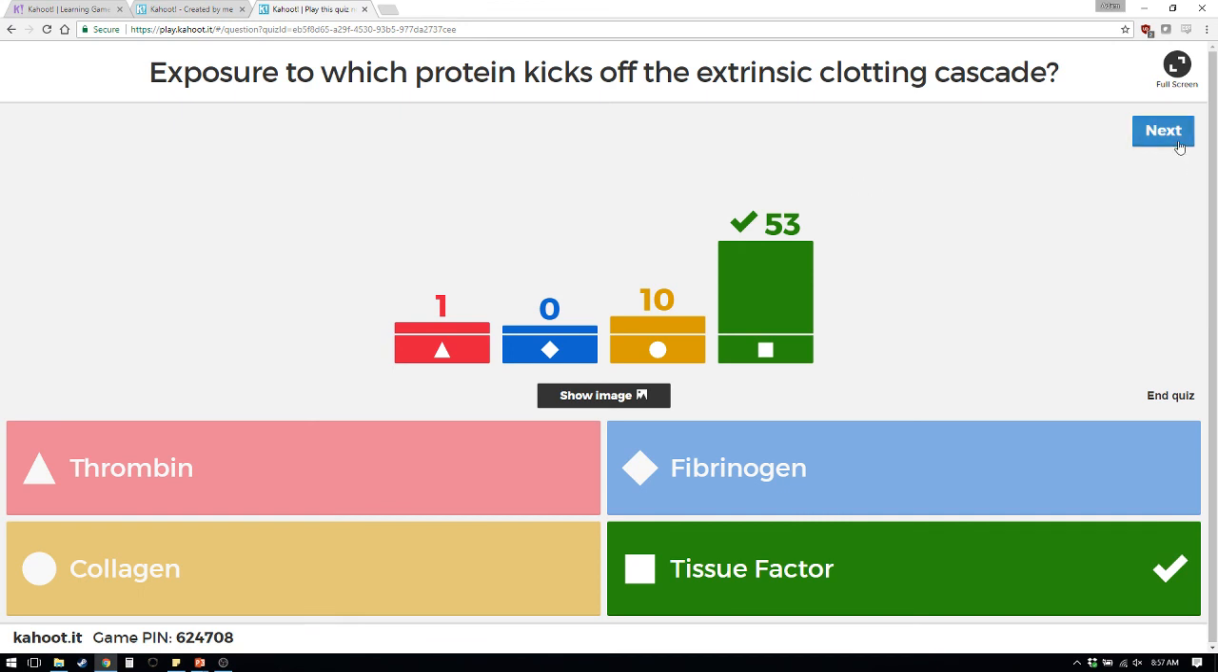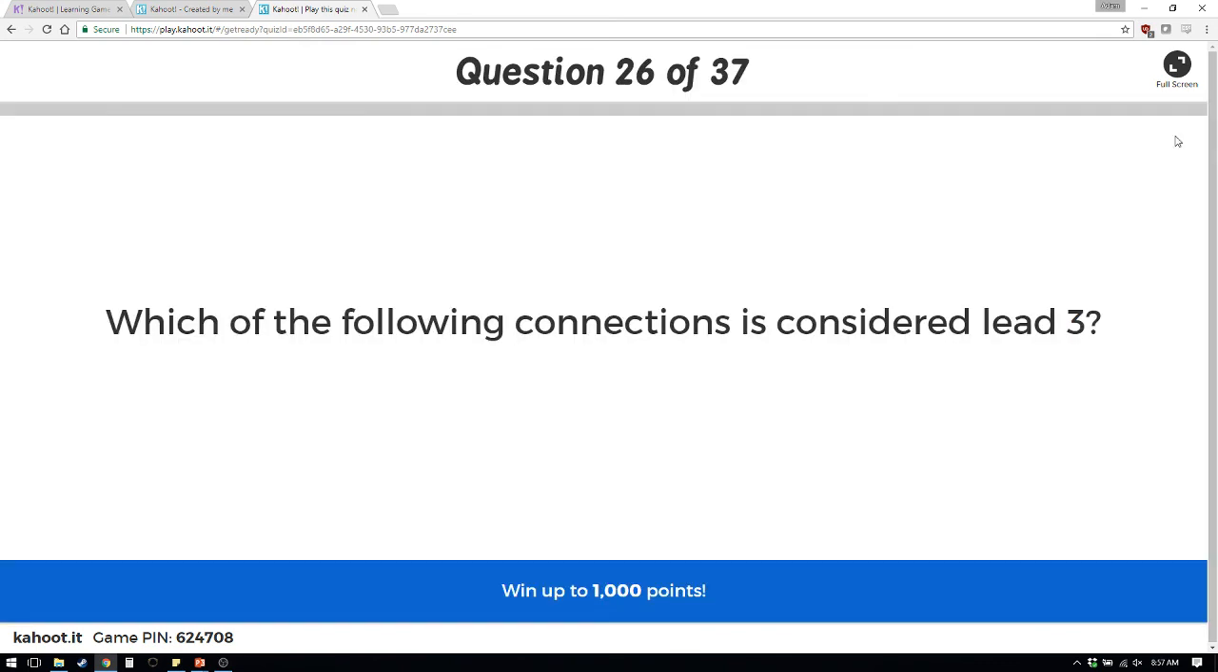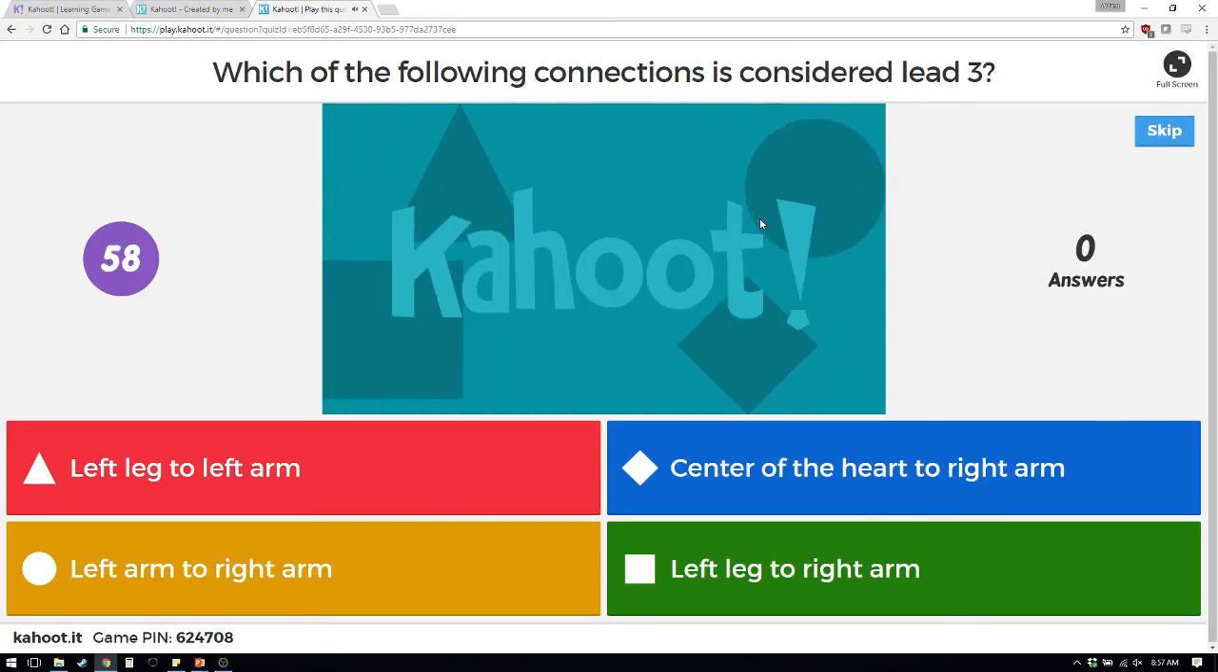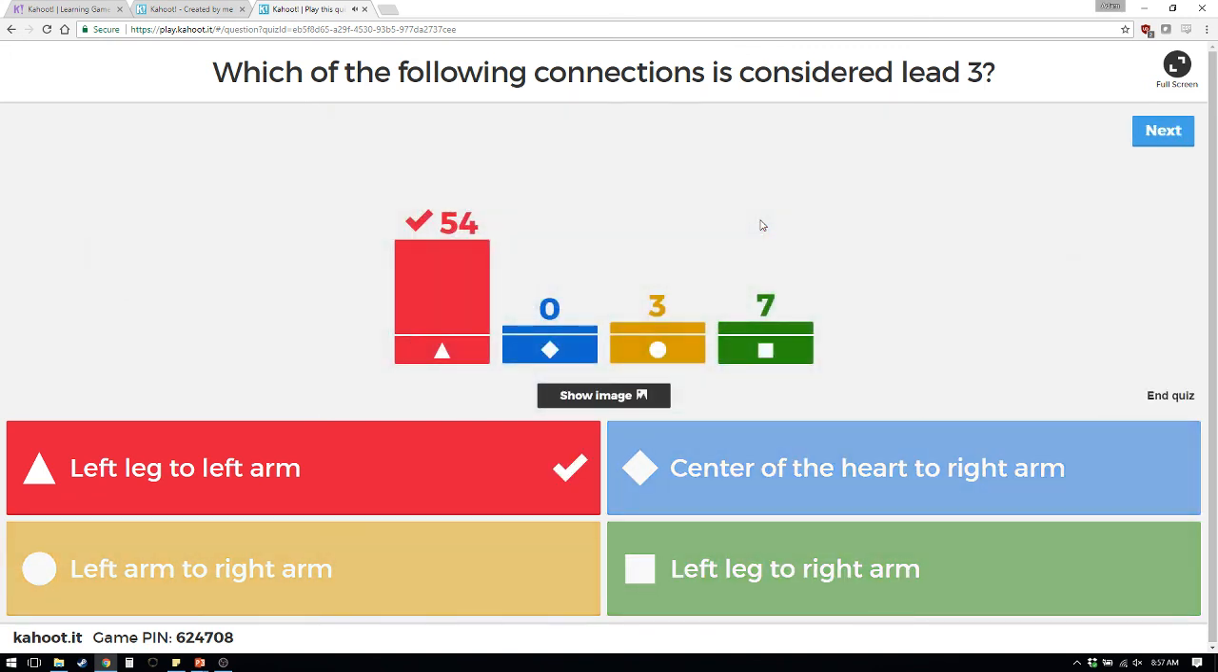Okay, yep, no problem. All right, hopefully I did not give away a question. Which of the following connections is considered lead 3? I found a good mnemonic for this yesterday, so I'll share that one. So, left leg to left arm is considered lead 3.